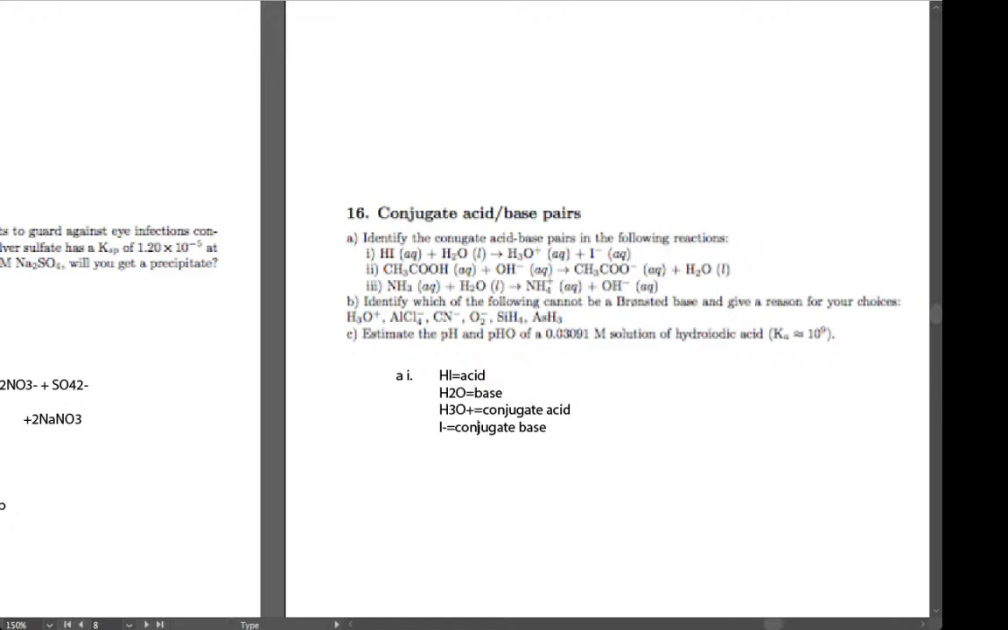So the pairing is always acid with conjugate base, and then base with conjugate acid. So it's HI with I minus, and then H2O with H3O plus. There you go.